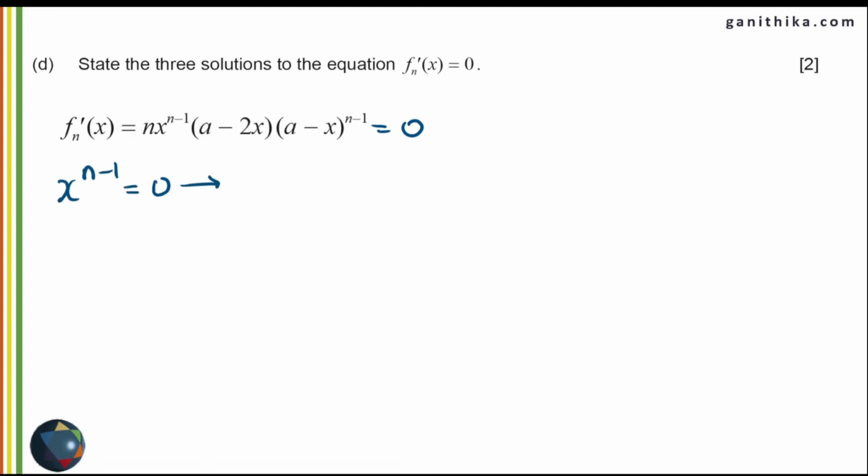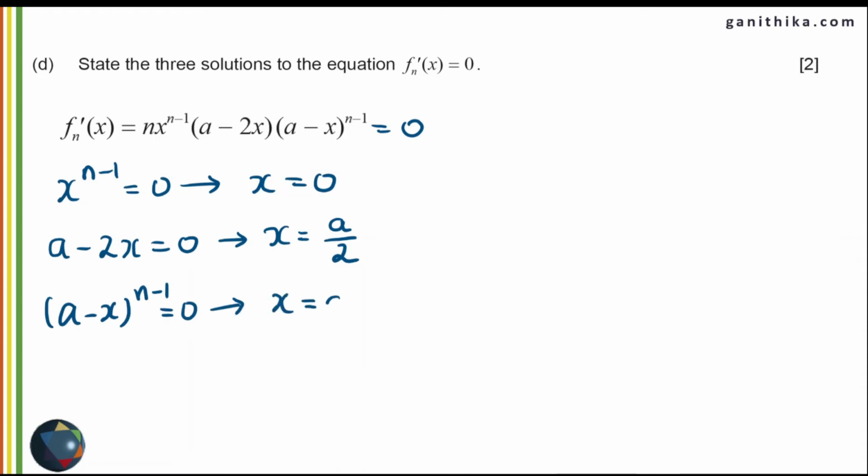X power n minus 1 equal to 0 gives you x is equal to 0. A minus 2x is equal to 0 gives you x is equal to a over 2. And a minus x power n minus 1 equal to 0 gives you x is equal to a. So you have the 3 solutions for the derivative function equal to 0. This is only for 2 marks, so you have answered the question easily.